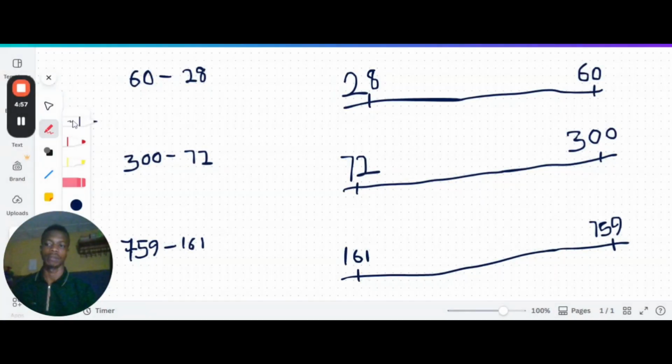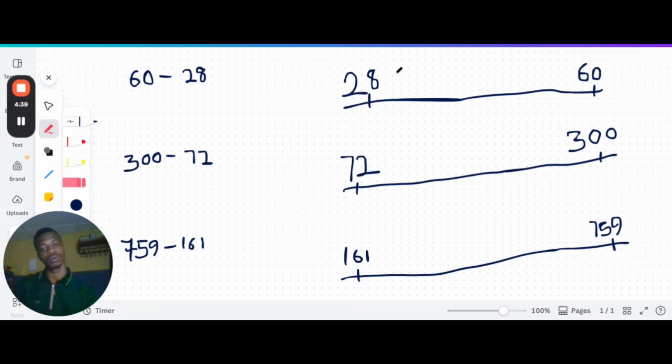So now you have 28 and you have 60. What's the next thing to do? This 28 has two tens, right? So you're starting from tens. You have two tens here. You have six tens here.